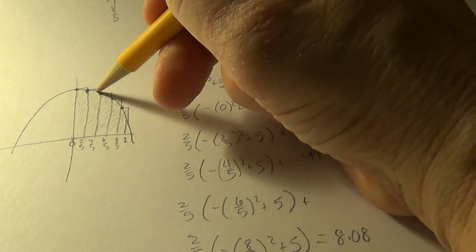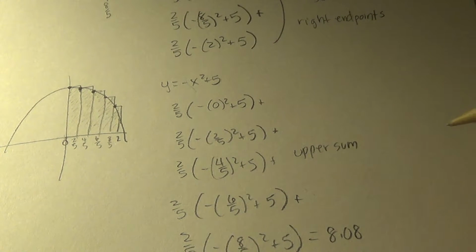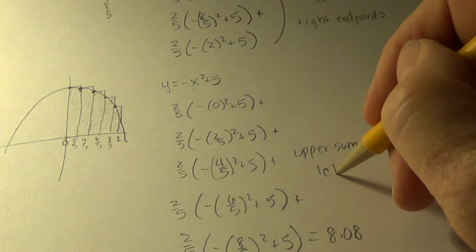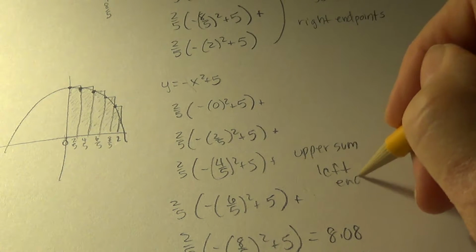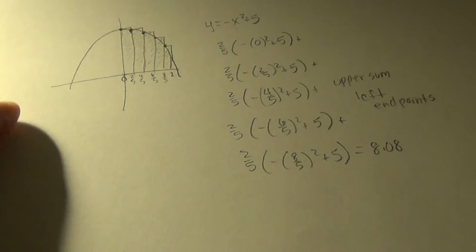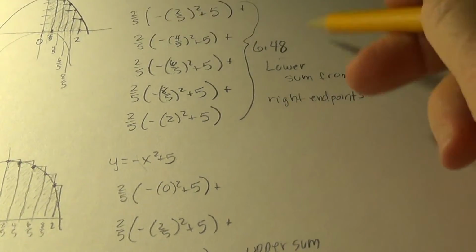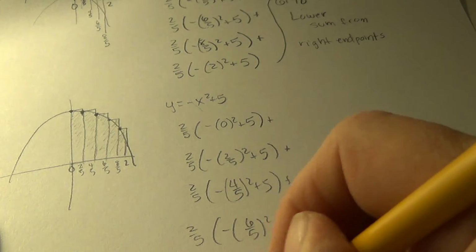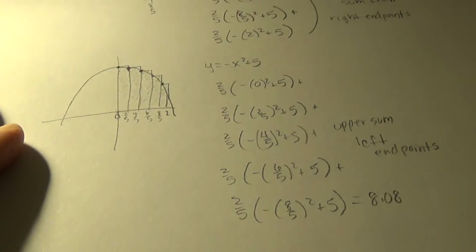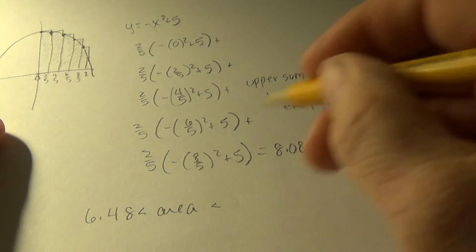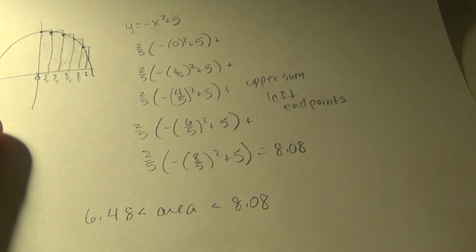because my rectangles went above the area a little bit on each one, and I was using the left endpoints. Alright, so now I'll make a statement, and that is I'm going to take the number from here, the 6.48, and tell you that that's going to be less than the true area because it was a lower sum, and the area is going to be less than 8.08, which was the upper sum.